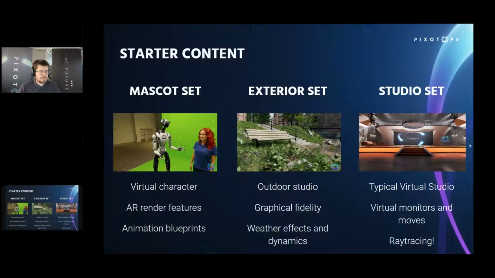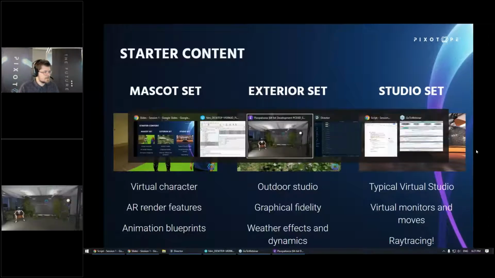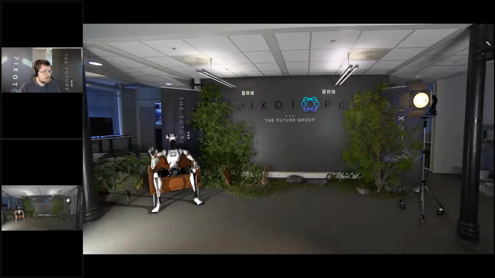Now, this last set is our mascot set. So let's jump in. Again, we can notice that we have some color distortion between what we're seeing on my screen and what we're seeing in our output. As mentioned earlier, this is caused by our new HDR workflow, which was introduced in Pixitope 1.2.